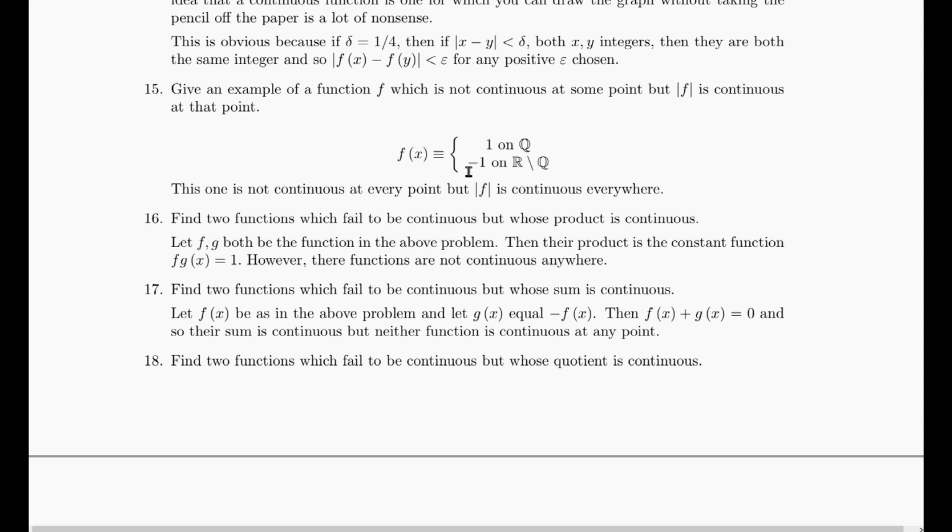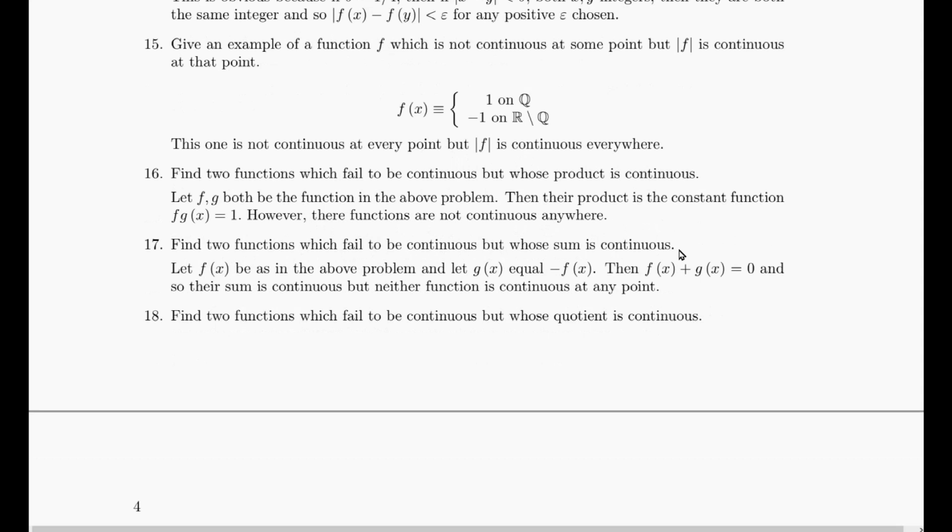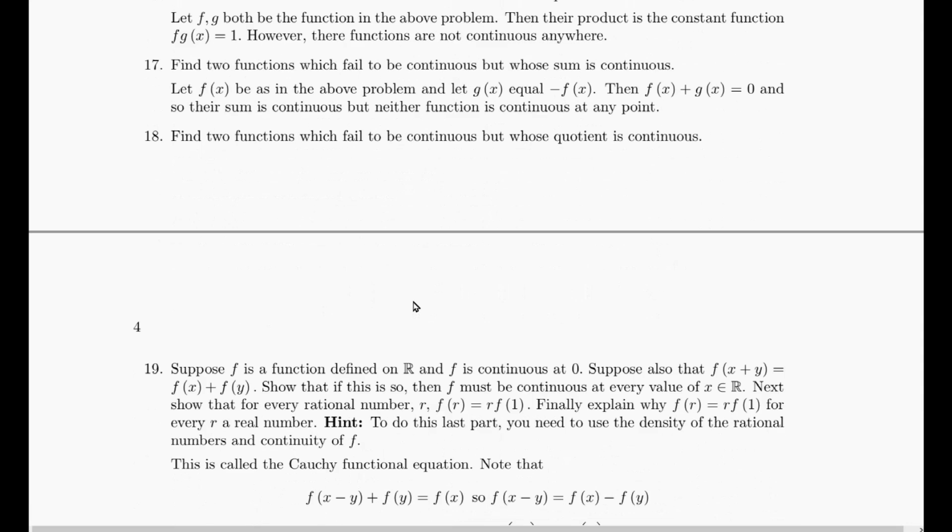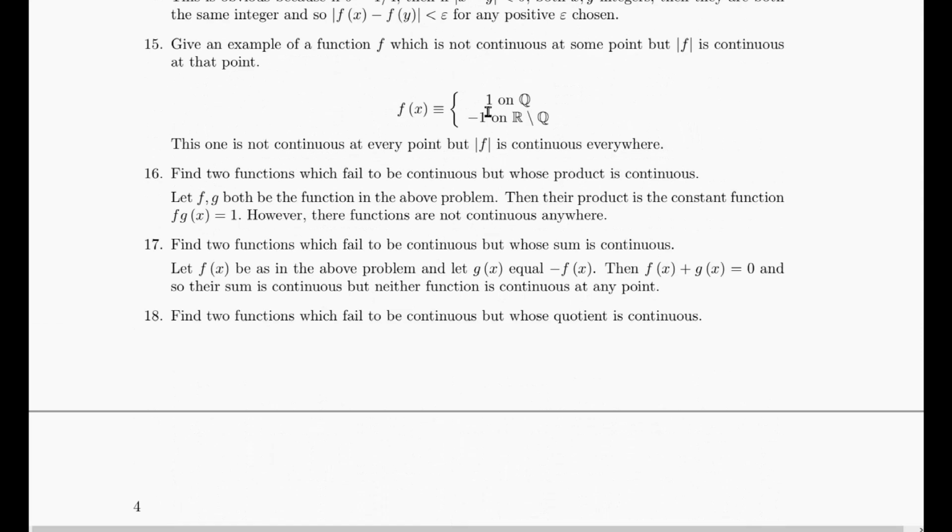All right, find two functions which fail to be continuous, but whose product is continuous. Well, goodness, you could just let f and g both be this function here. Then f times g is identically 1. And that's certainly continuous. And yet both of these functions fail to be continuous anywhere. Find two functions which fail to be continuous whose sum is continuous. Well, let's use this function and let g of x be minus this function. Then their sum is 0, but neither function is continuous at any point. Find two functions which fail to be continuous, but whose quotient is continuous. Oh, I forgot to do that one, didn't I? Well, take this function and divide by itself, right?